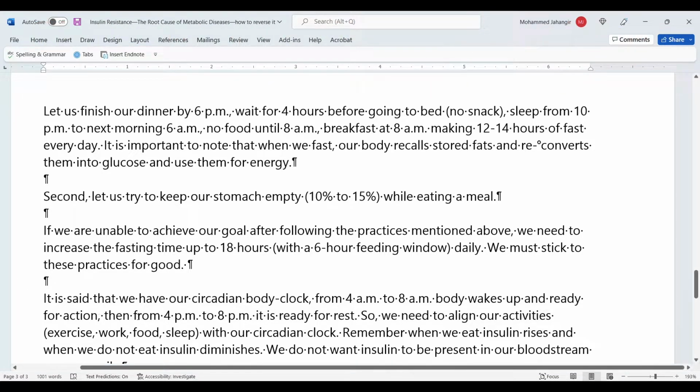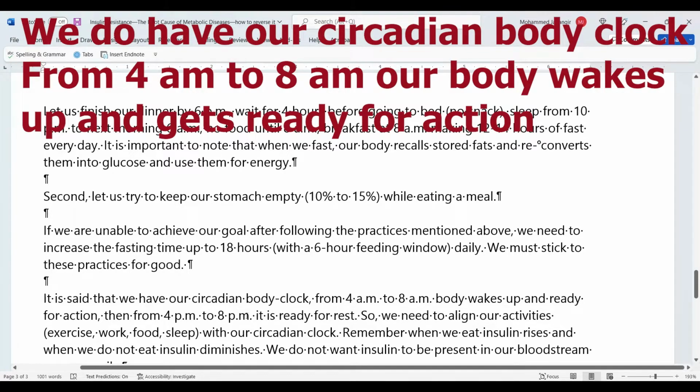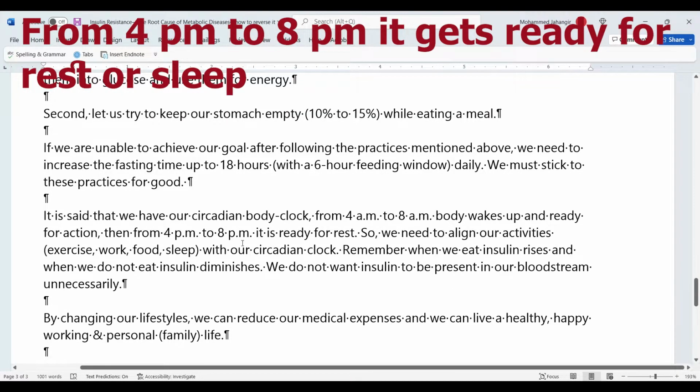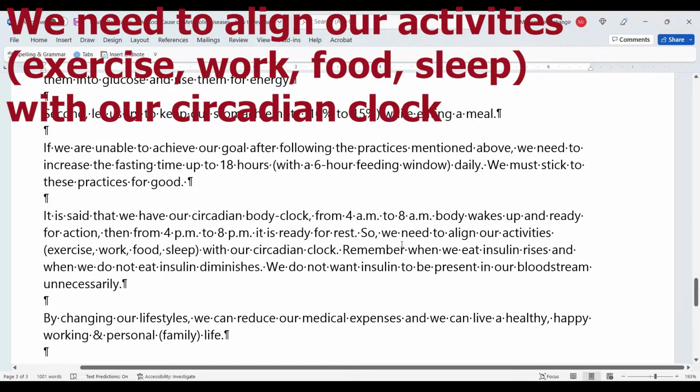It is said that we have a circadian body clock. From 4 a.m. to 8 a.m. in the morning, the body wakes up and is ready for action. Then from 4 p.m. to 8 p.m. in the evening, it is ready for rest. So we need to align our activities such as exercise, work, food, and sleep with our circadian clock.